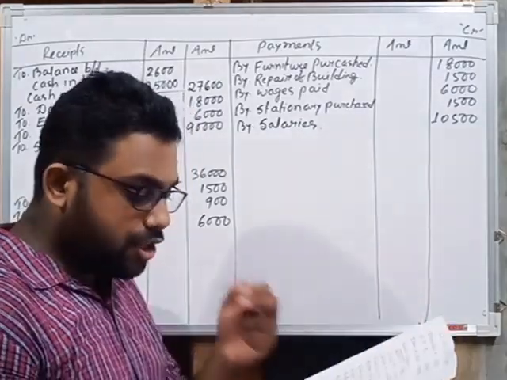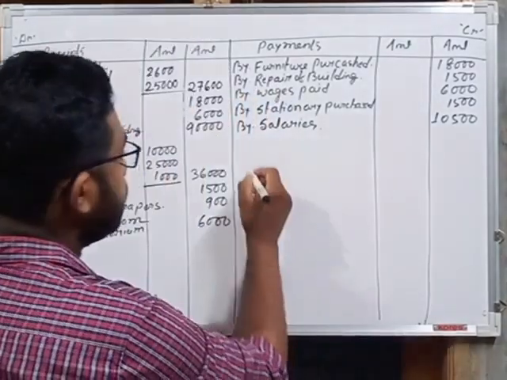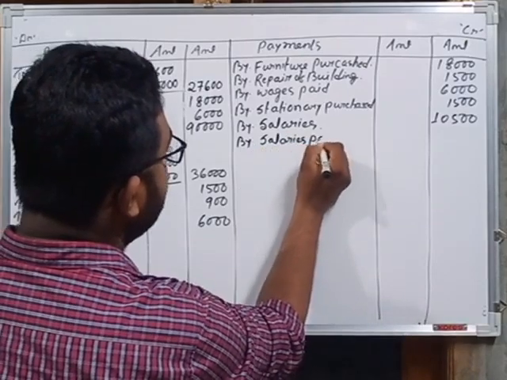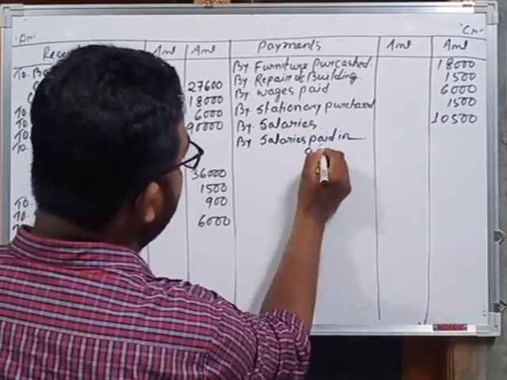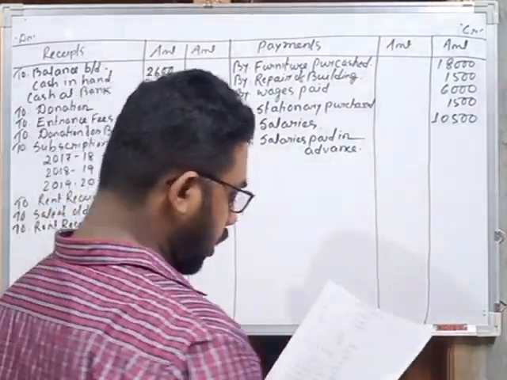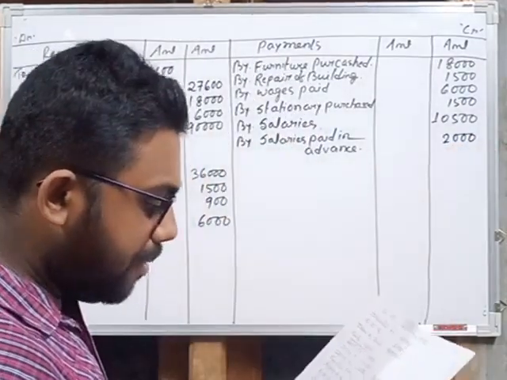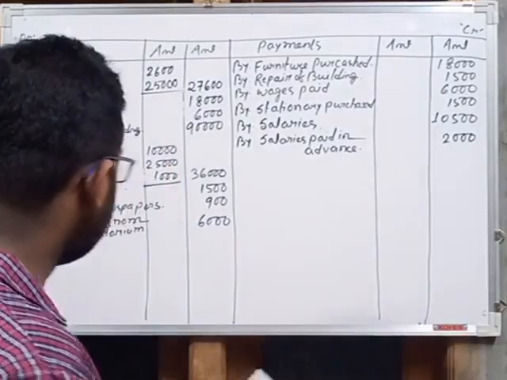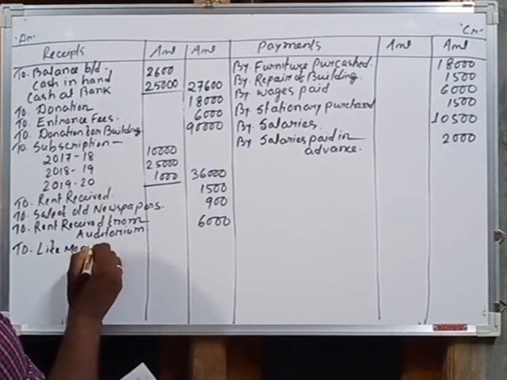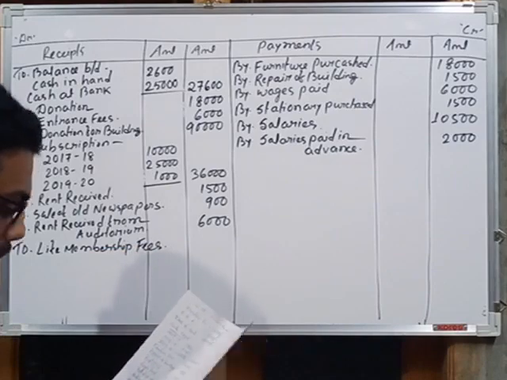Next, salaries paid in advance. So advance paid means cash payment, so it will come in the payment side. By salaries paid in advance, or we can write advance salaries, and the amount is 2,000. Next, life membership fees. So it is a receipt, it will come in the receipt side. To life membership fees, and the amount is 4,000.